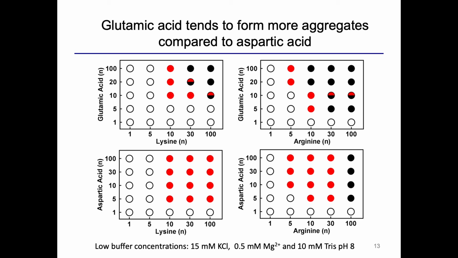Then I looked at the possible combinations for amino acid combinations and observed some trends, such as glutamic acid tends to form more aggregates compared to aspartic acid. Arginine-containing compositions could phase separate at shorter lengths, but aspartic acid leads to more phase separated combinations than any other.